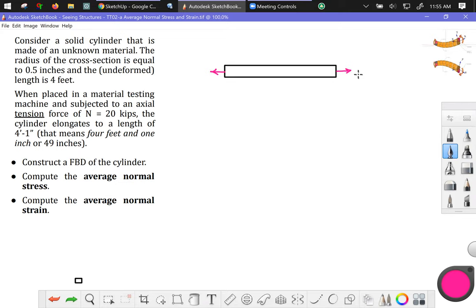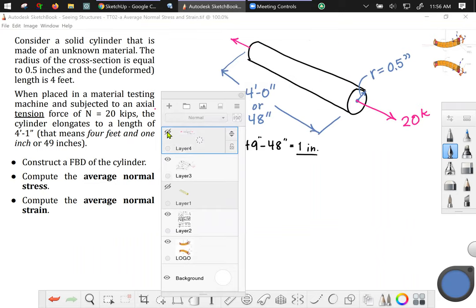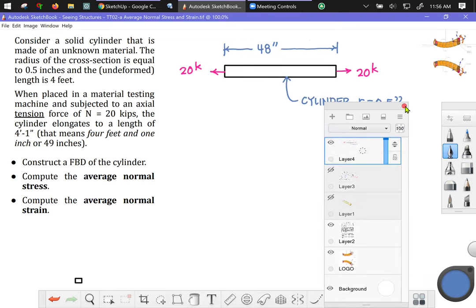Let's put that 20 kips of force, a kip being a kilopound or 1,000 pounds, running through the member, with a little dimensional information. We can do our 48 inch length, and for the other piece of information, we can label the cylinder, radius equals 0.5 inches. That drawing tells me the same information as the other drawing, except a lot cleaner and easier.